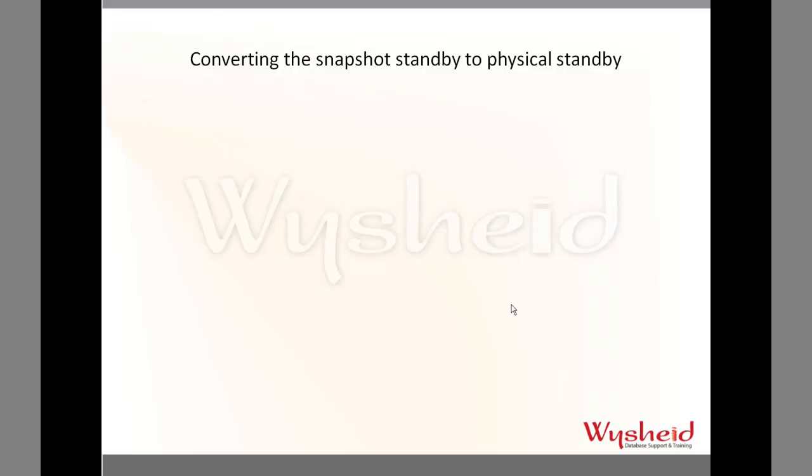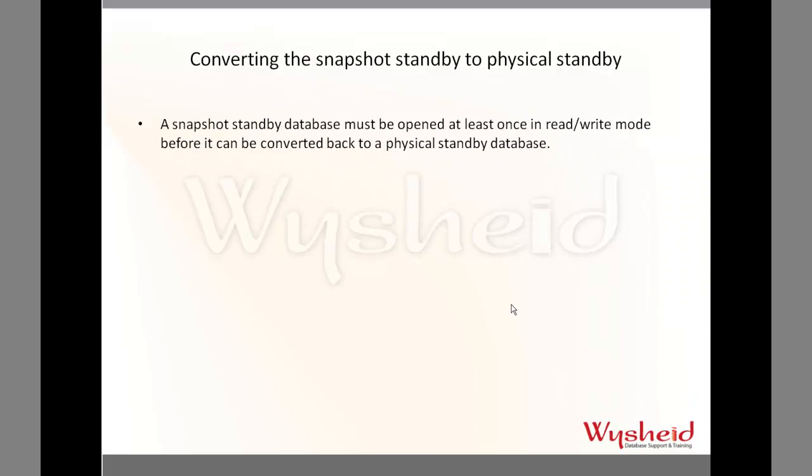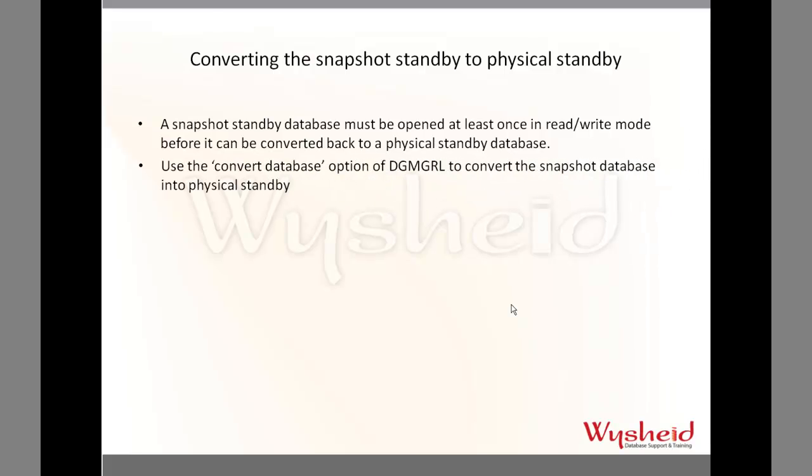Now let's see how to convert a snapshot database back to a physical standby database using the Data Guard broker commands. The point to be noted is that the snapshot database should be opened at least one time in read-write mode before converting back to the physical standby database. Then we have to issue the CONVERT DATABASE command of the broker to convert it to a physical standby database. For example, the command is CONVERT DATABASE standdb TO PHYSICAL STANDBY.